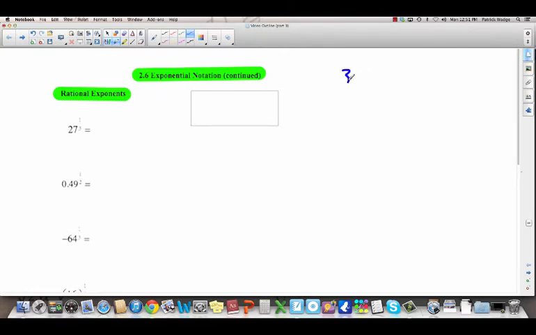If I had 3 to the 1/2 times 3 to the 1/2, how could I simplify that? Well, when you have powers with the same base, you can keep the base the same, and what do you do to the exponents? You add them. So you get 3 to the 1/2 plus 1/2, which is the same as 3 to the 1, or just 3. Okay, great, but it doesn't really tell us what we do with fractional exponents.